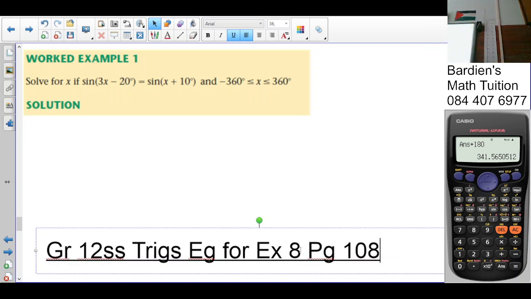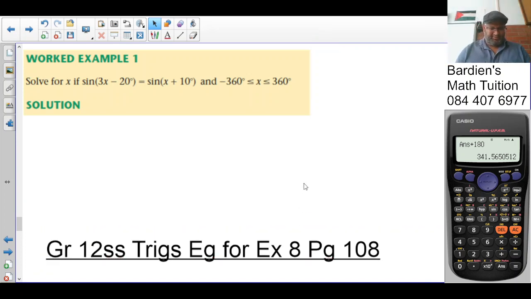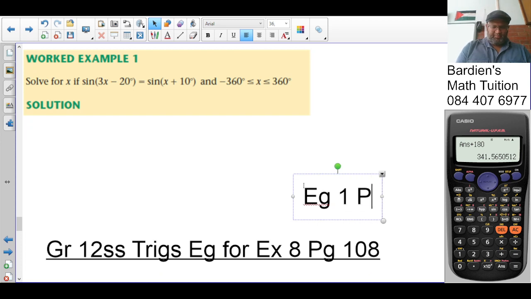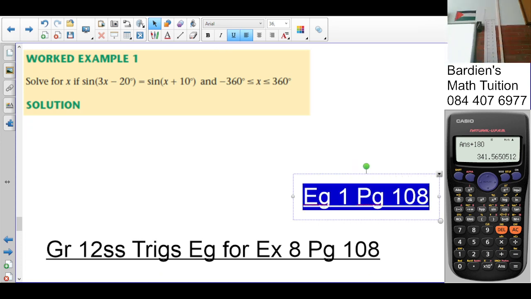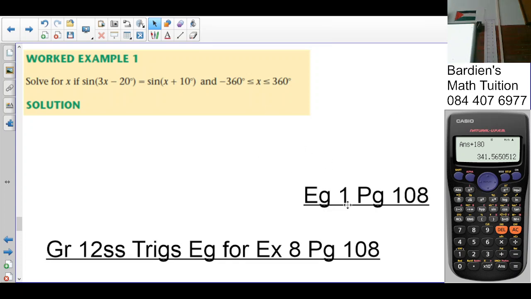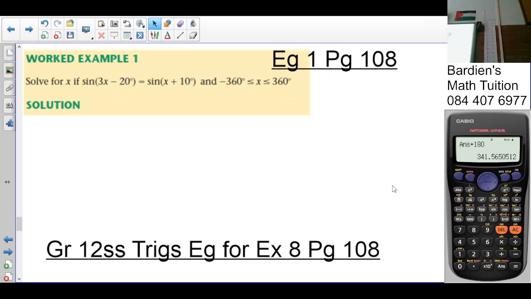There are two examples here. This is example 1 on page 108. Now we're solving equations using compound angles and again with no calculator.